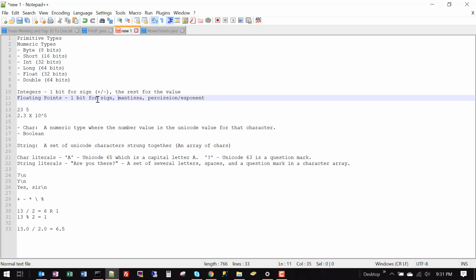And the mantissa takes up 23 bits for floats and 52 bits for doubles. Sorry, we'll say bit because it's a 23 or 52-bit mantissa, which leaves us with an 8-bit exponent or an 11-bit exponent.